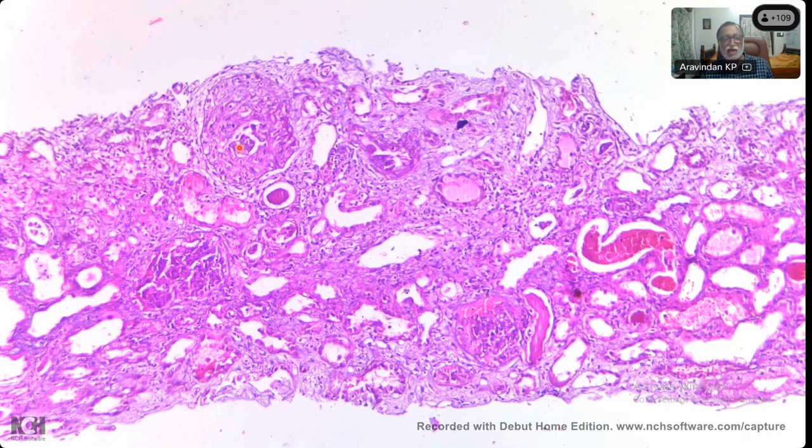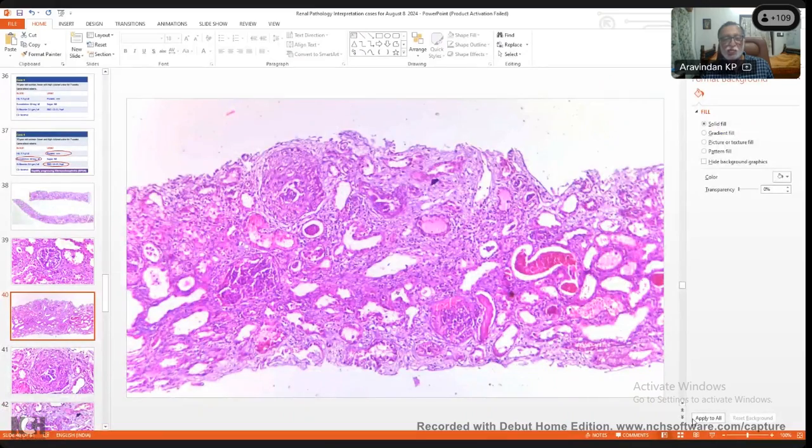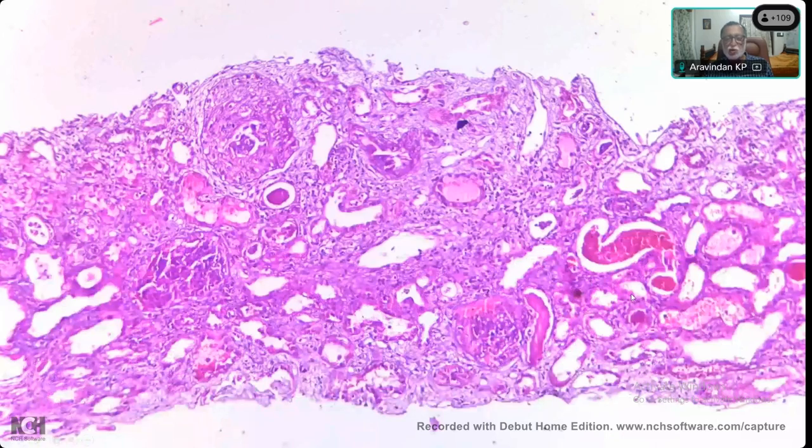So this is not a crescent actually. I mean, strictly speaking, it's not crescentic in shape. It is surrounding the whole thing. Somewhere or the other, you may be able to see the typical crescentic kind of picture. So this is just to show in high power.